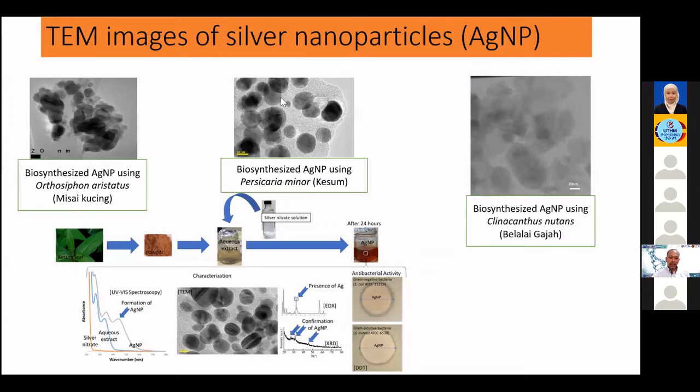You can see the spherical particle, the silver particle, and also we can see the size of the particle. So this is the TEM image of the biosynthesized silver nanoparticle that we have done in the lab.